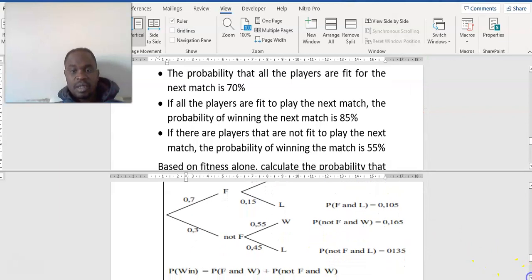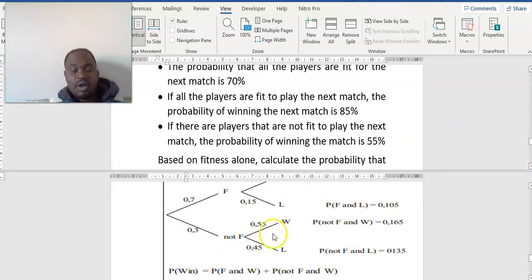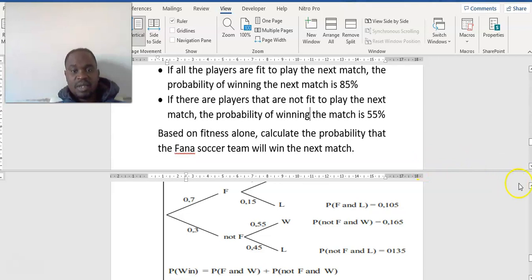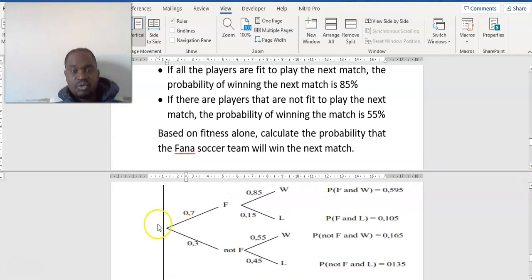Okay. So here the question is looking for, when you are able to draw the tree diagram nicely, you get a mark for that. Then based on fitness alone, calculate the probability that the Fana Soccer team will win the next match. We are talking about winning the next match. So here the players may be fit and they may win. So it is 0.7 times 0.85. So what we want is what?